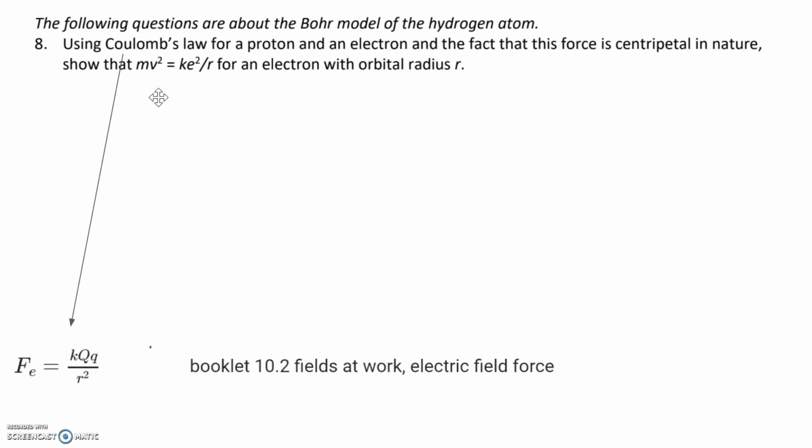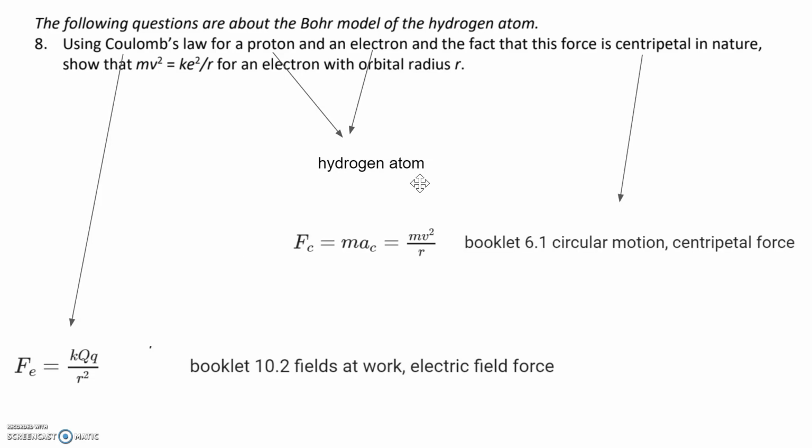First of all, Coulomb's law. Coulomb's law refers to the electric field force equation given here. This can be found in section 10.2 of the data booklet. Next, the question refers to a proton and electron, which can be grouped into a hydrogen atom. Next, the question refers to the centripetal force, which is described by the given equation. The equation here can be found in section 6.1 of the data booklet.